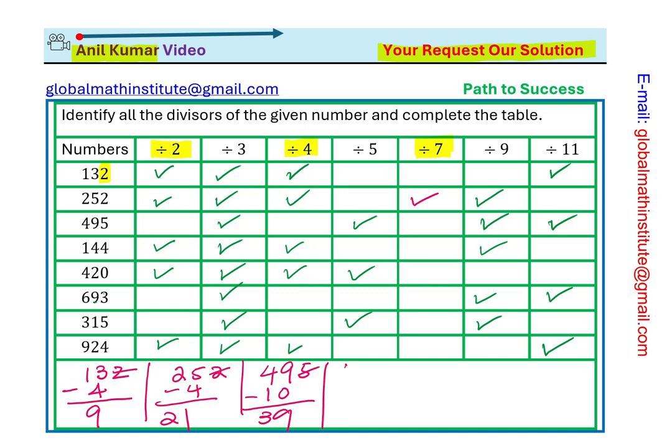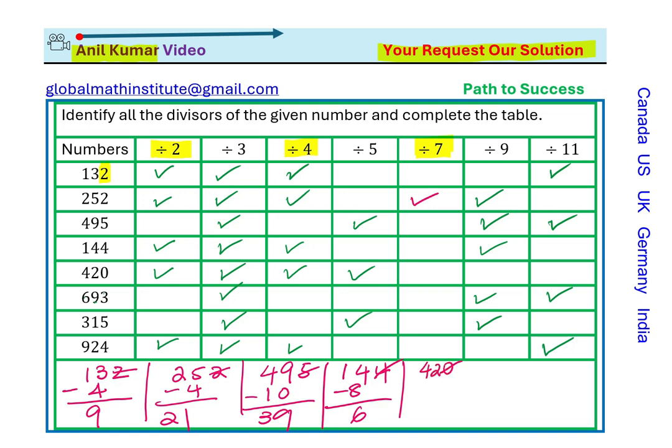144. So 144, drop 4, double it, take away, right? So 8 times 6, 8 and 6 is 14, so that also doesn't work. 420. So in case of 420, drop 0, double it, it is 0. So 42. 6 times 7 is 42, so that works.